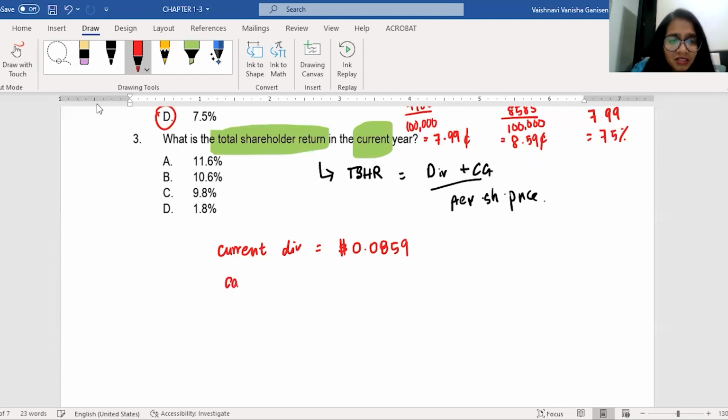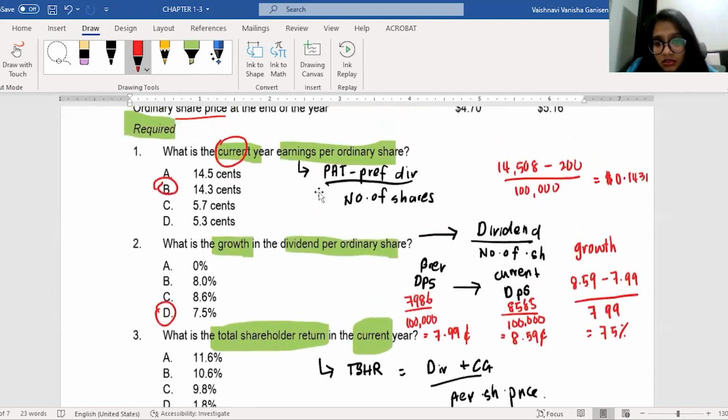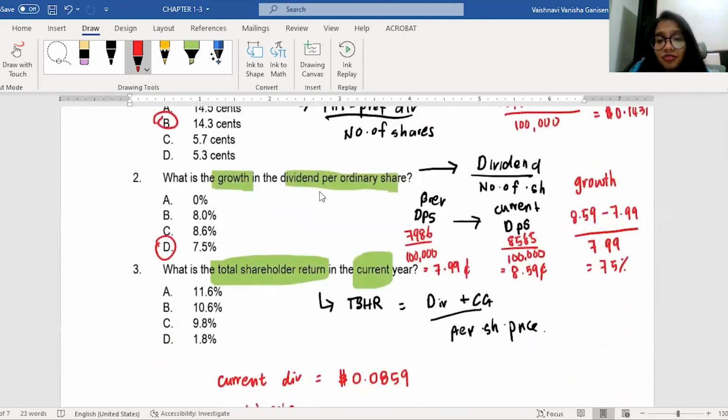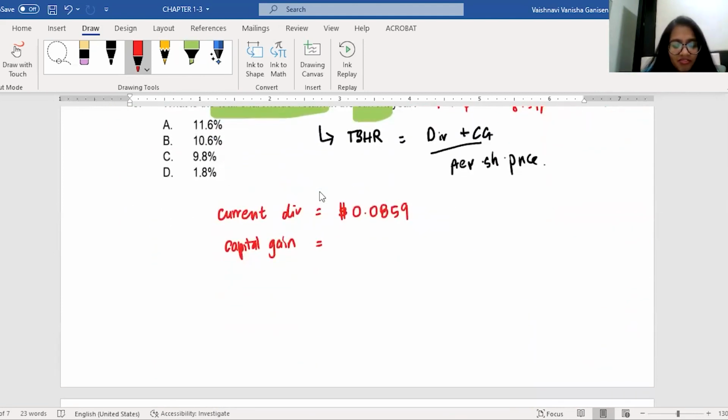Now, for my capital gain, I'm gonna scroll up, guys. So the movement in share price is from 4.7 to 5.16. So 5.16 minus 4.7 is $0.46.